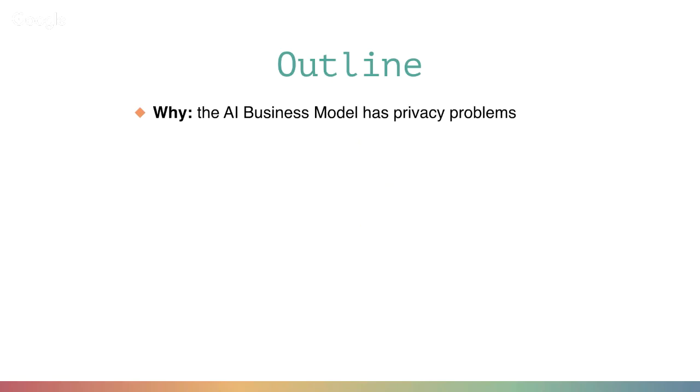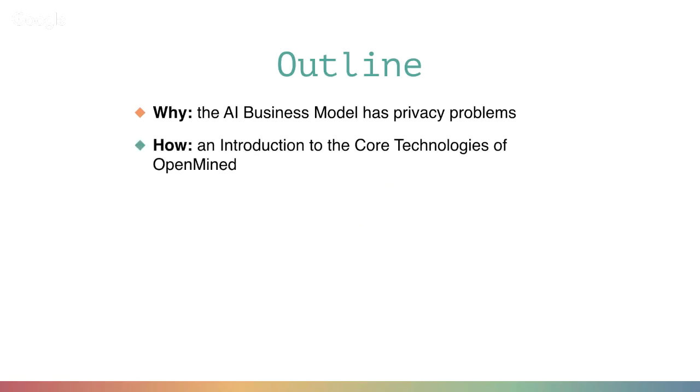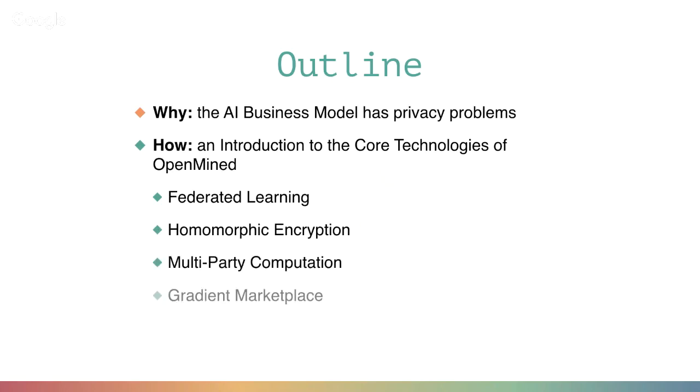So the outline of this talk, what I'm going to talk about today, I'm going to talk about why the current AI business model has problems, especially related to privacy. And then I'm going to talk about the core technologies that we're developing at OpenMined to help change the scenario that we're in right now. The key technologies that we're going to talk about are federated learning, homomorphic encryption, and multi-party computation, as well as what we call a gradient marketplace. And then I'll finish with the future roadmap of the project and show, hopefully, a demo that I've put together.